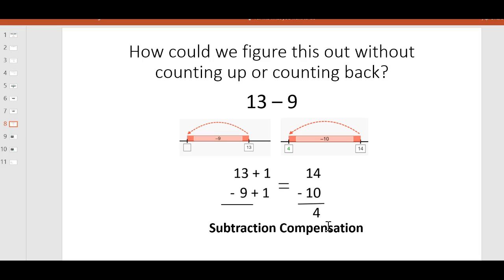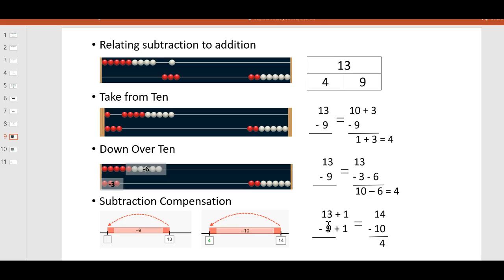So the 4 ways that your students might develop over the course of a few days are relating subtraction to addition, take from 10, down over 10, and subtraction compensation. I wouldn't really want to ever test the students on all of these, but I would be interested in seeing which ones they favored. Are there 1 or 2 in your class that are much more favored than any of the others? So hope this helps.